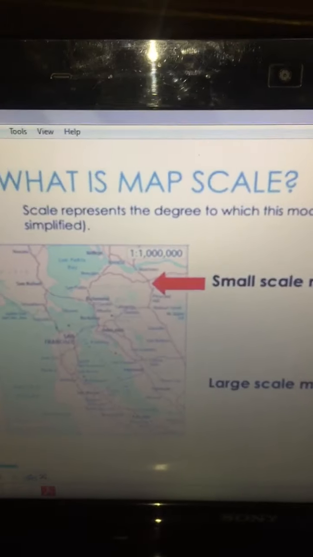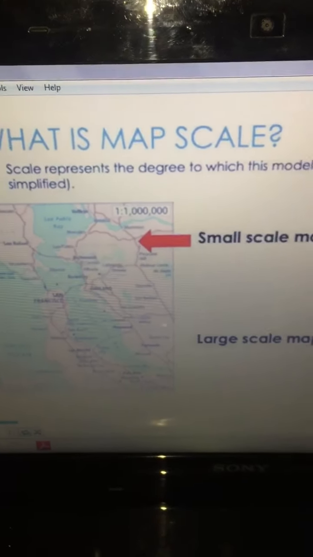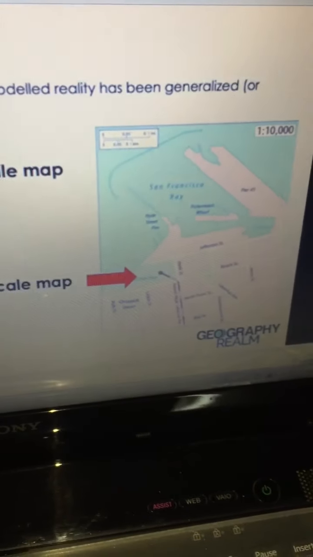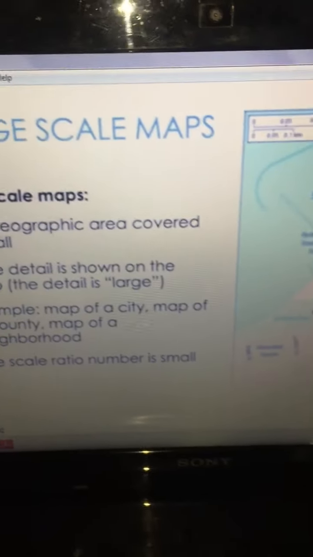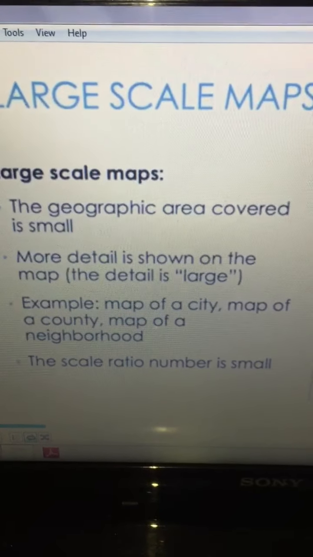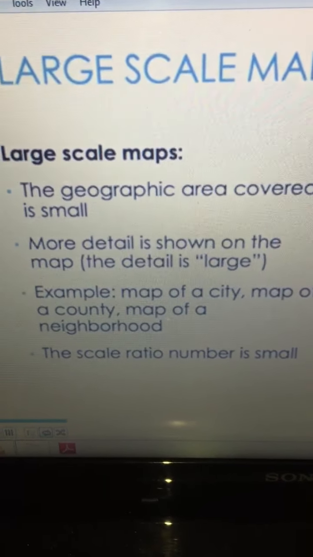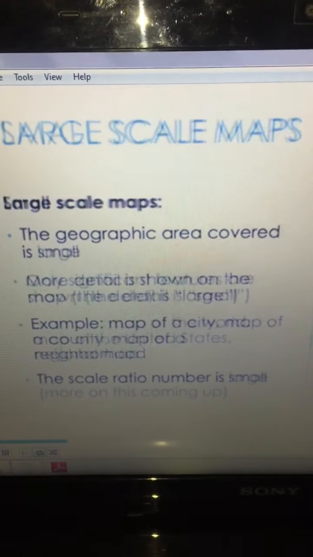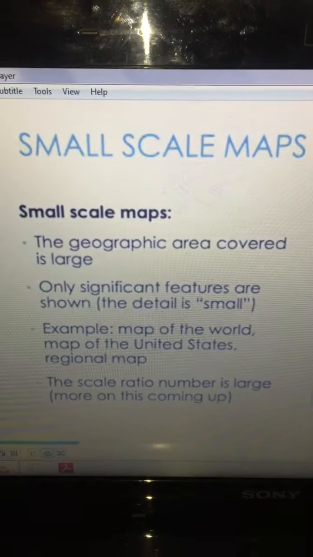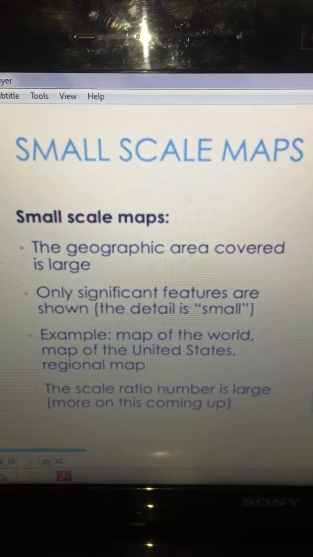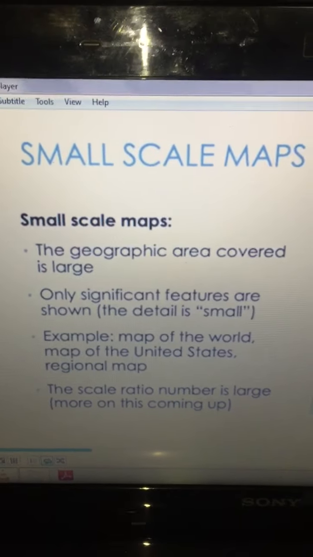Map scale is typically described in two different ways. There are large-scale maps and there are small-scale maps. Large-scale maps show a smaller geographic area, but typically contain a larger amount of detail. Small-scale maps tend to show a larger geographic area but contain a smaller amount of detail.